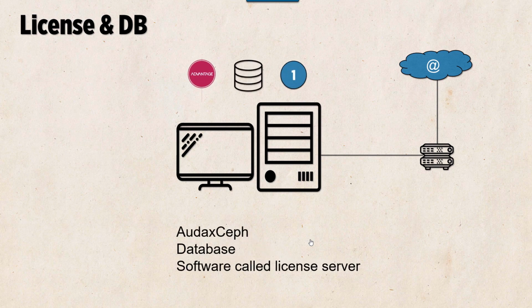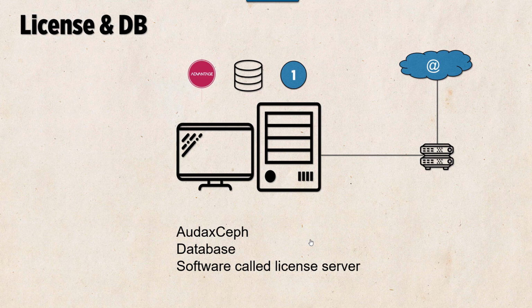In order to run AudaxCeph, three things are installed: AudaxCeph, that is in red color; the database; and the license server, that is the blue circle with a number. These are just the icons, of course. The number one inside that blue circle means that you purchased one license. So it indicates that one license is purchased and one license can be used. During the installation, all three things are installed automatically.